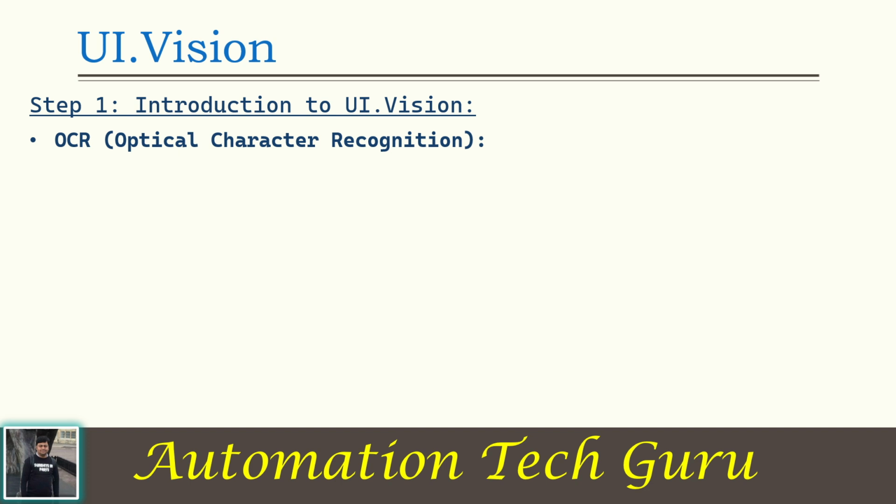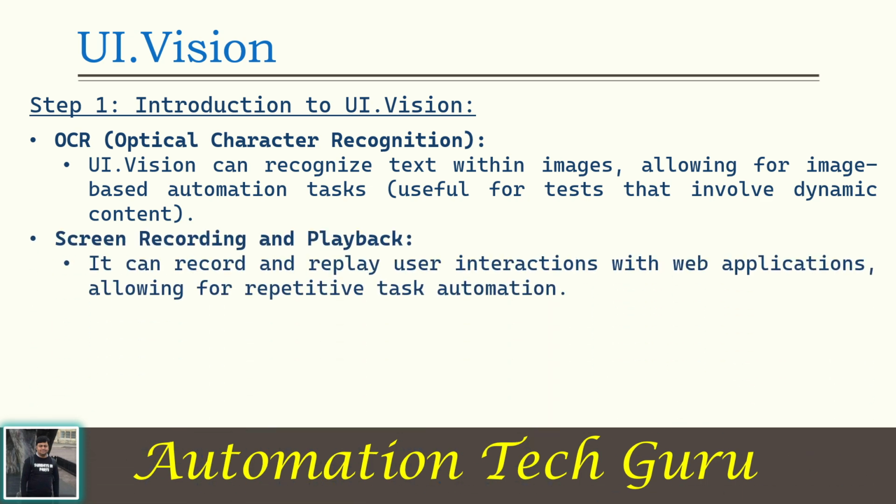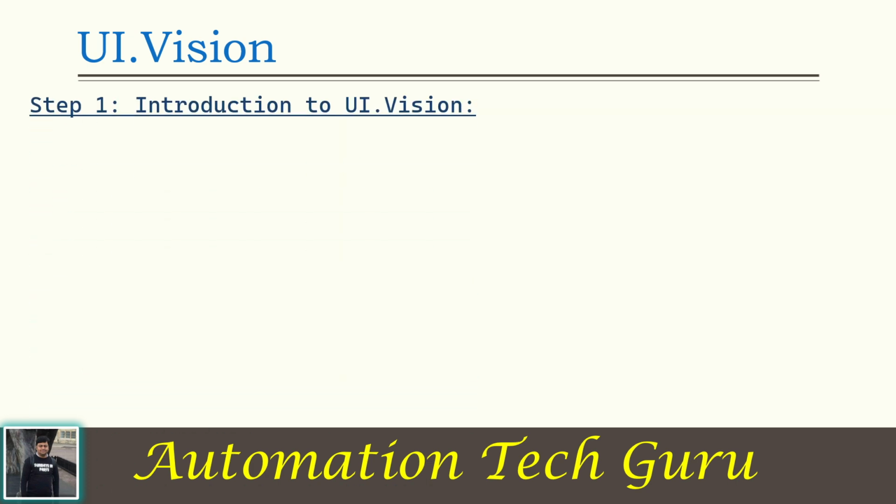OCR, optical character recognition: it can recognize text within an image, allowing for image-based automation tasks, useful for tests that involve dynamic content. Screen recording and playback: it can record and replay user interactions with web applications, allowing for repetitive tasks and automation. Web scraping: it automates the extraction of data from websites, making it an excellent choice for web scraping tasks.